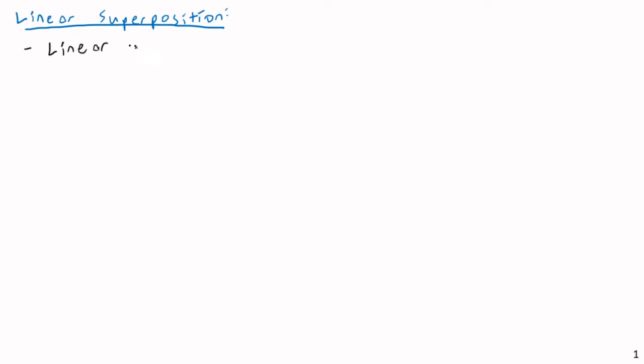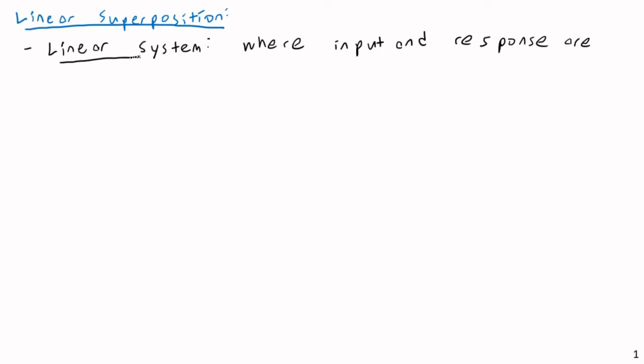What I want to get at is a linear system. What does this mean? Well, in engineering parlance, a linear system is one where the input and response are linearly related. Let me discuss what I mean by input and response.